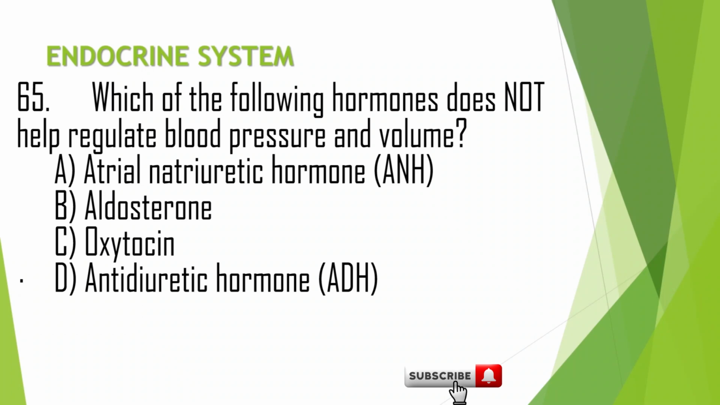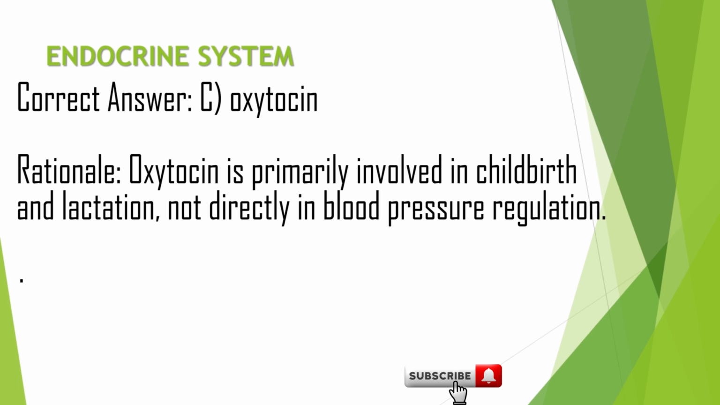65. Which of the following hormones does not help regulate blood pressure and volume? A. Atrial natriuretic hormone, ANH. B. Aldosterone. C. Oxytocin. D. Antidiuretic hormone, ADH. Correct answer: C. Oxytocin. Rationale: oxytocin is primarily involved in childbirth and lactation, not directly in blood pressure regulation.